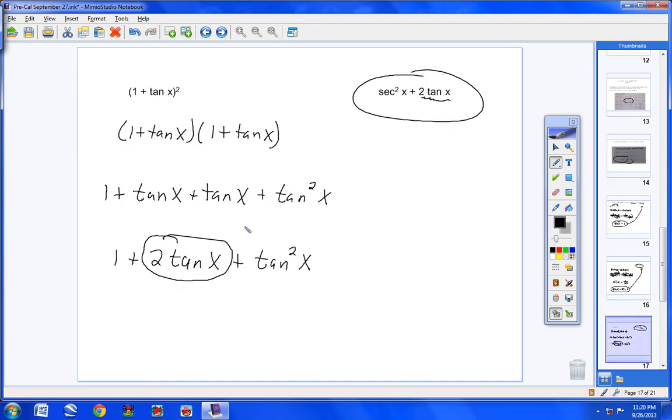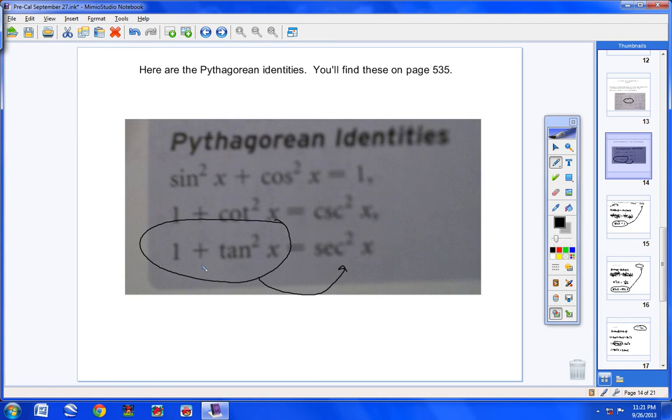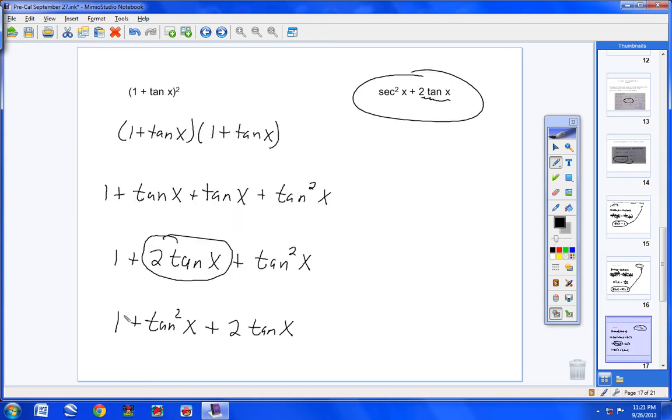So, hey, I can rearrange these terms. I can put the 1 first, and then my positive tangent squared second, and then my 2 tangent x third. And now look what we have here. 1 plus tangent squared equals secant squared. So 1 plus tangent squared, I can make a substitution for that, and I can put secant squared. So secant squared x plus 2 tangent x. And one word comes to mind, and you know what that word is, and that's cool.